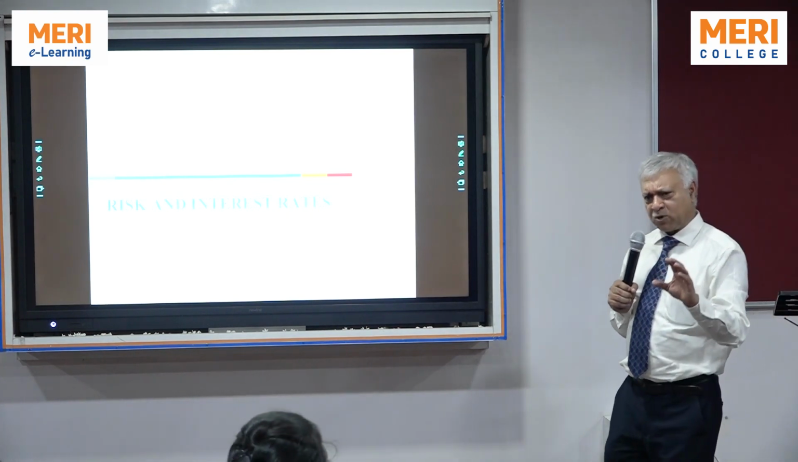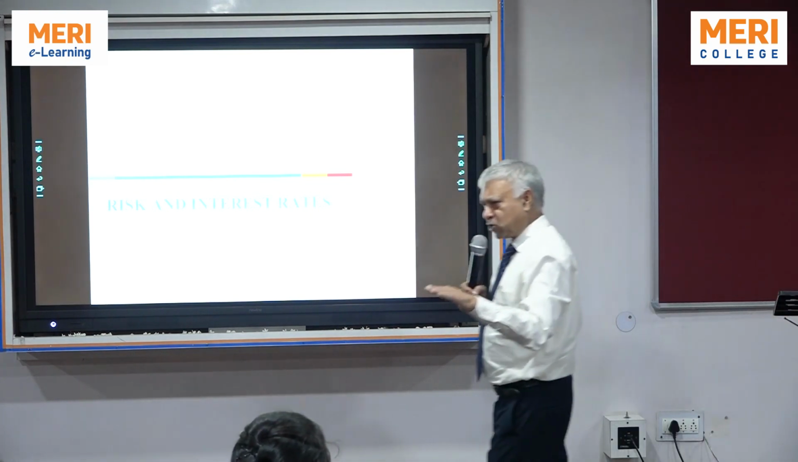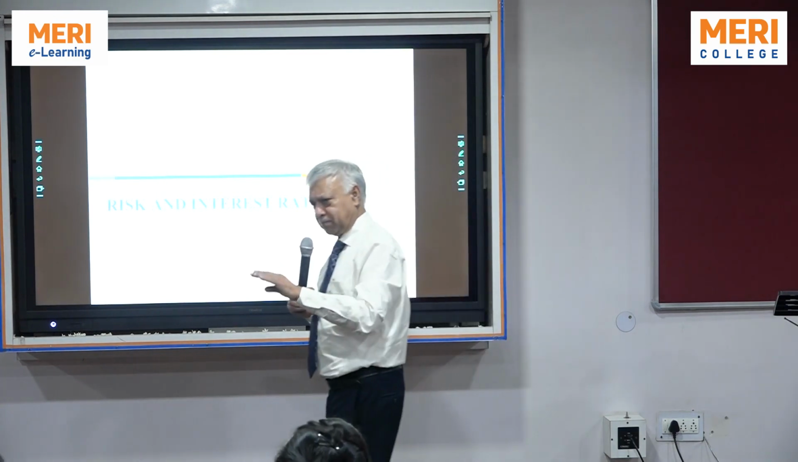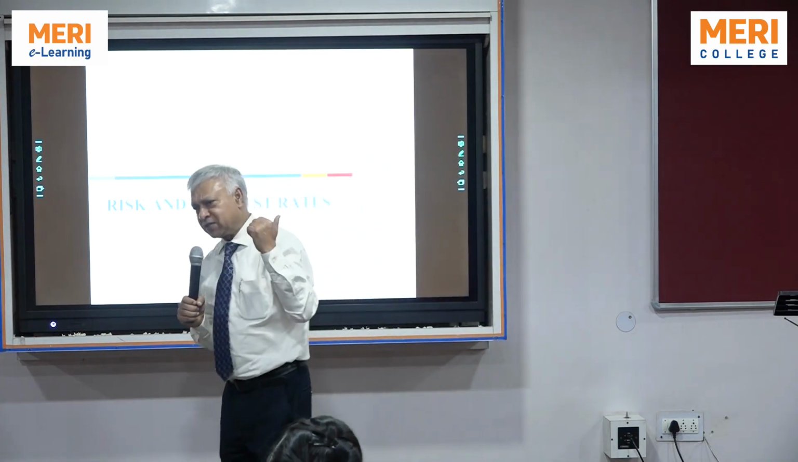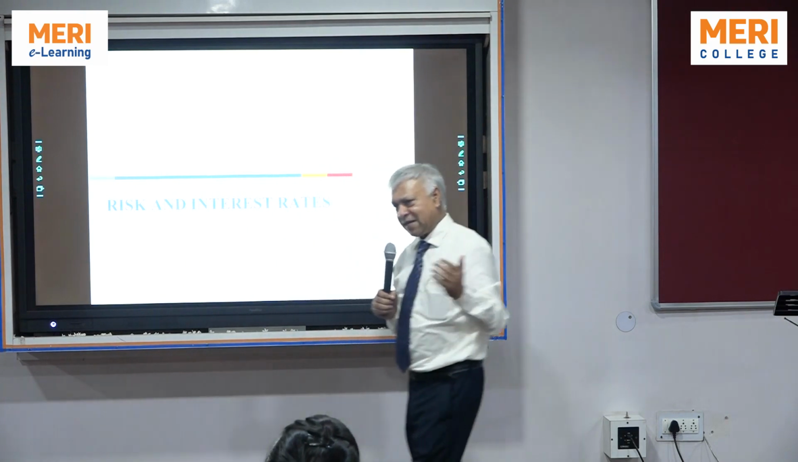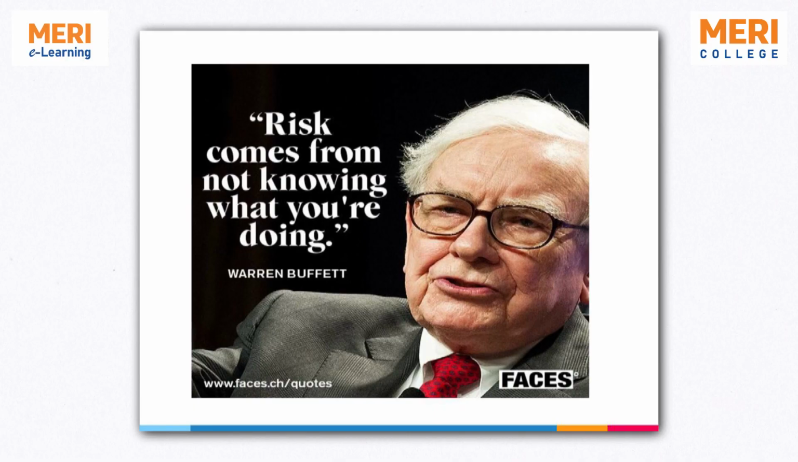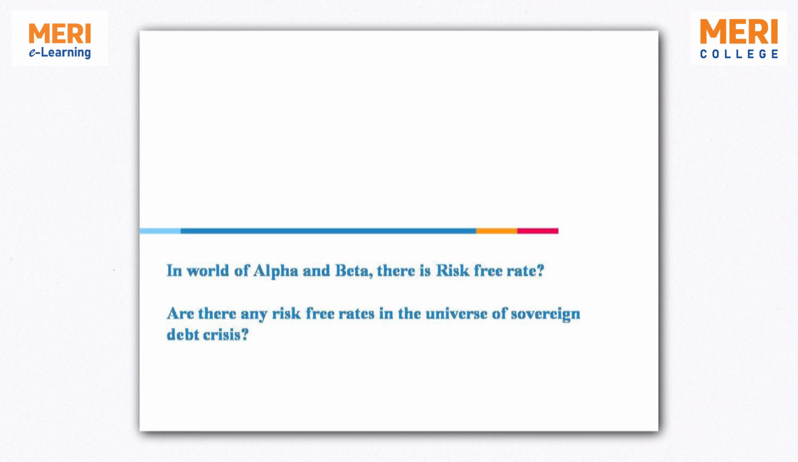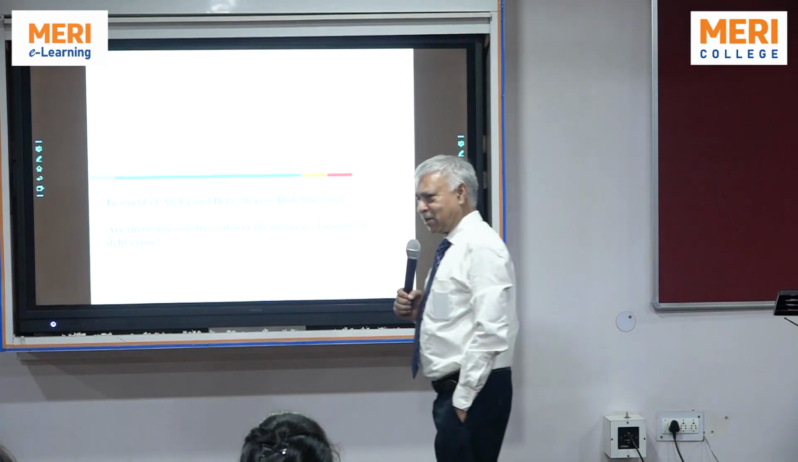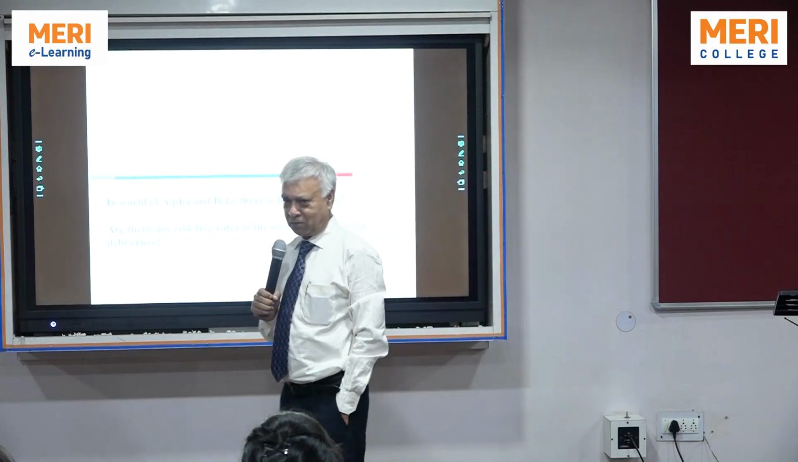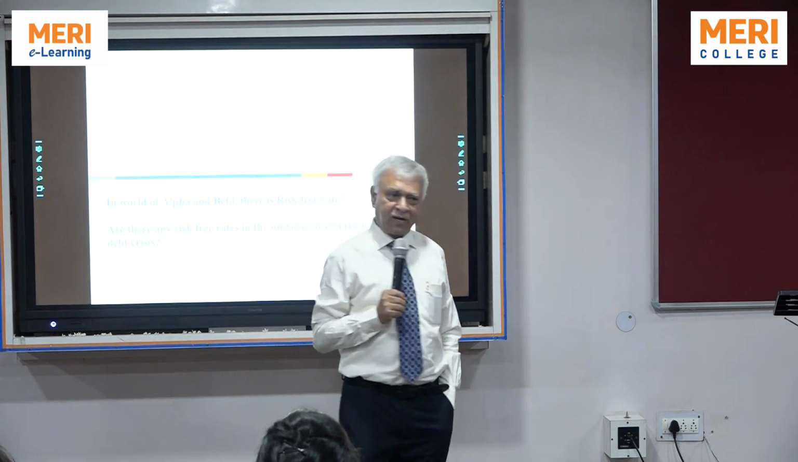I'm simply saying one question is that we have had a situation of zero interest rate for a very long time, and I'm going to discuss this part of our risk and interest rates, what you are doing, not knowing what you are doing, and I will explain what I mean. We are taught alphas and betas. There is a risk-free rate. I ask this question as a practitioner, not as a theoretician. Is there a risk-free rate?